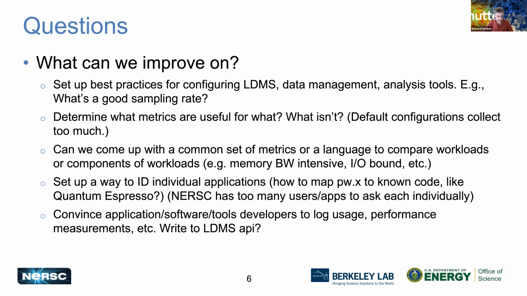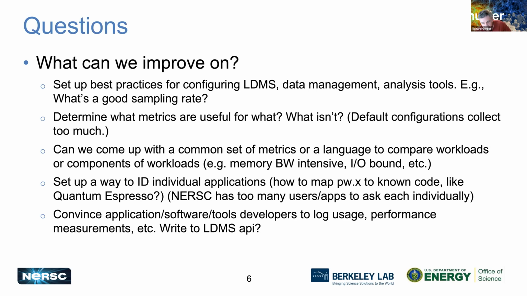The default configurations, say in LDMS, collect all kinds of counters, gobs and gobs of things, most of which we are never going to look at. But yet they're there and we have to deal with them from a data management standpoint. So we're probably better off turning them off, but which ones are the good ones to turn off?